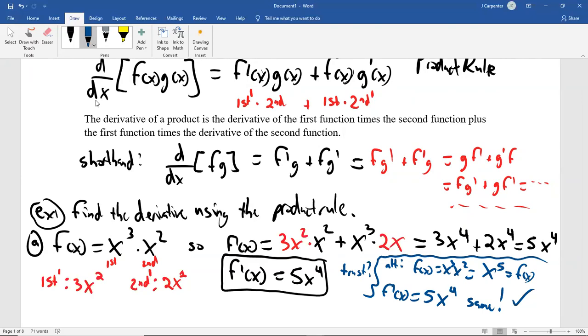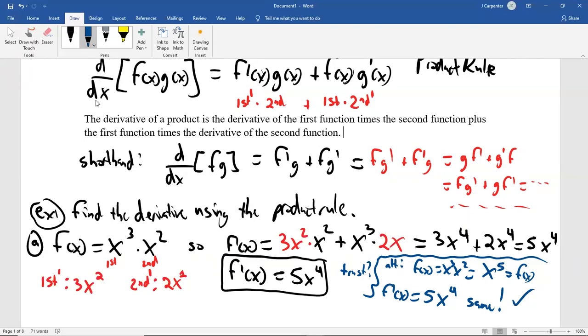Because guess what? Your original functions that you have to take a derivative of are not always that simple. It's not always just x cubed times x squared. Usually, it's something like x plus 3 times x minus 7, or 5x to the third plus 7x squared minus 12x plus 3 times, and then something equally as long. And doing that product before the derivative might be more time-consuming then.